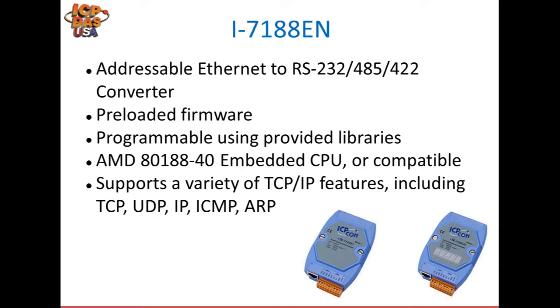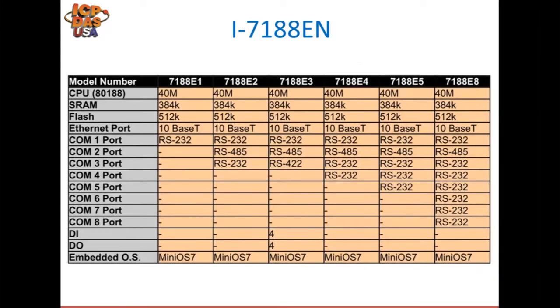Here's a list of some of the variations of the 7188E, which offer different combinations of RS-232 and RS-485 ports. Each one will be recognized as a different virtual COM port on your PC. So for instance, for the i7188E3, that module has one RS-232 port, one RS-485 port, and one RS-422 port. So you can create 3 different COM ports on your PC, one for each of the different connections.